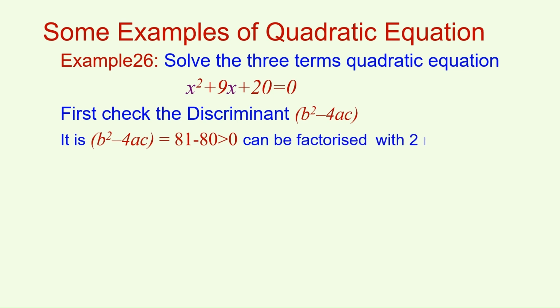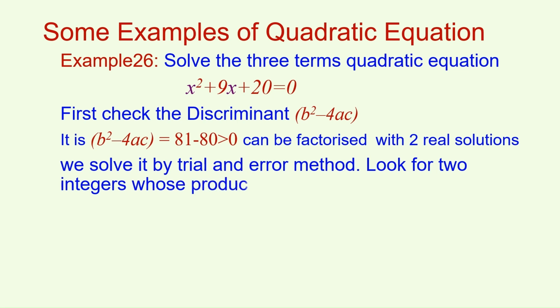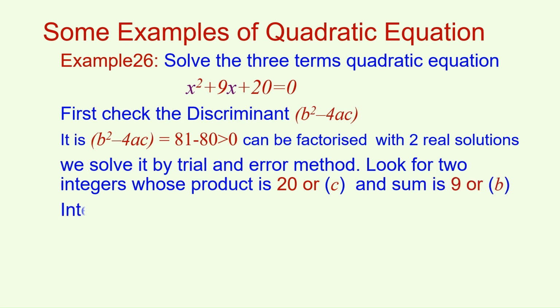Now we take some examples to understand the method of solving quadratic equations. Solve the three-term quadratic equation x squared plus 9x plus 20 equals 0. First check the discriminant b squared minus 4ac. It is 81 minus 80, which is greater than 0, so it can be factorized with two real solutions.